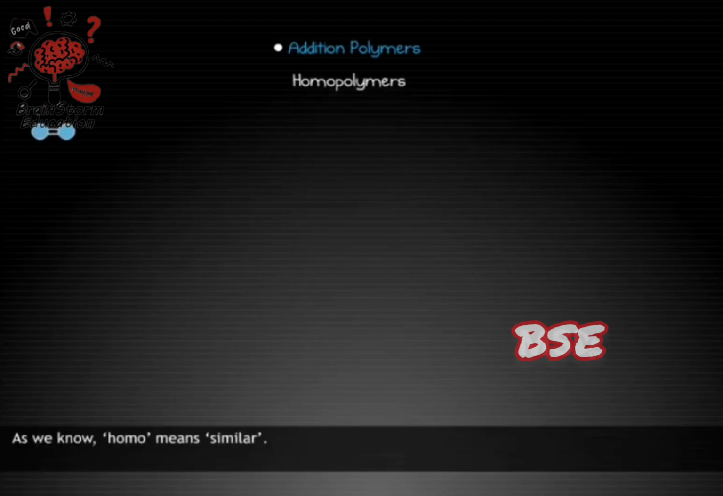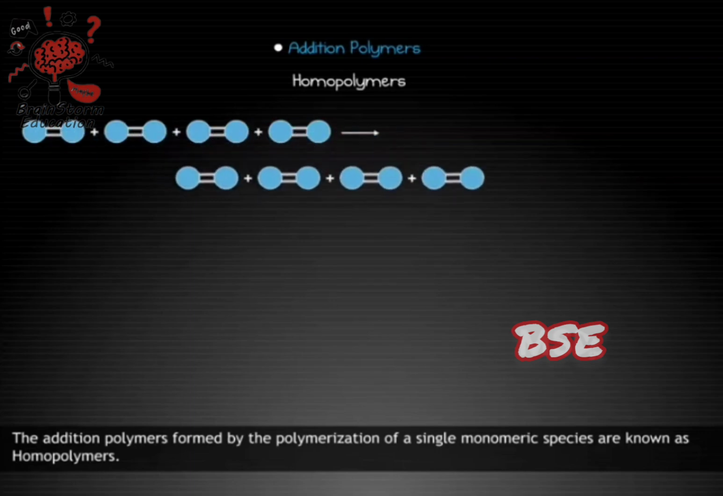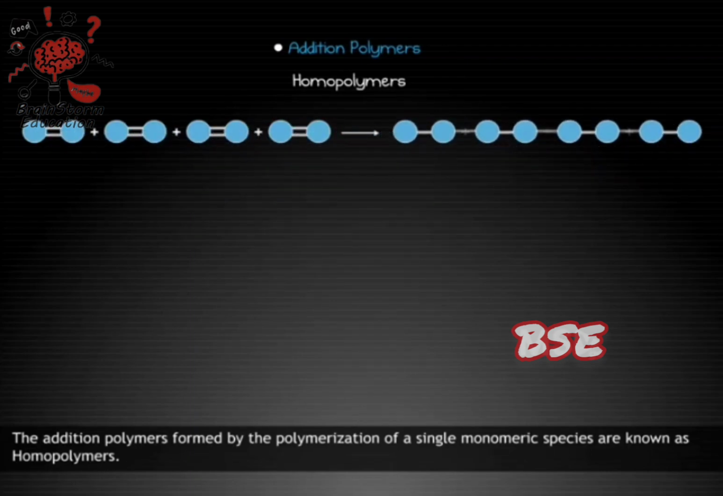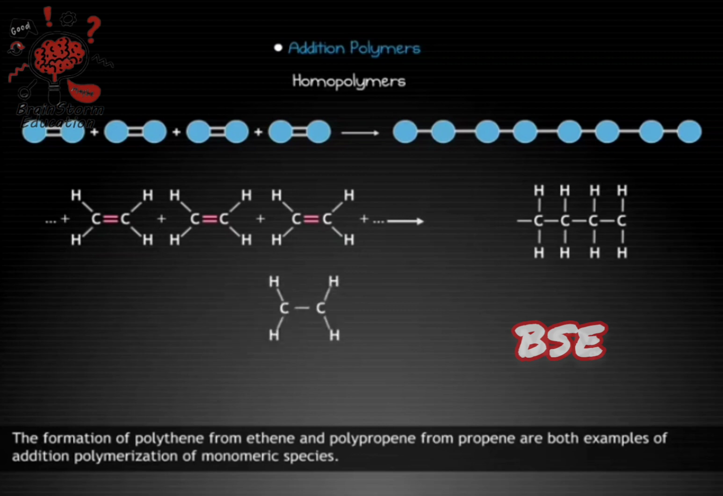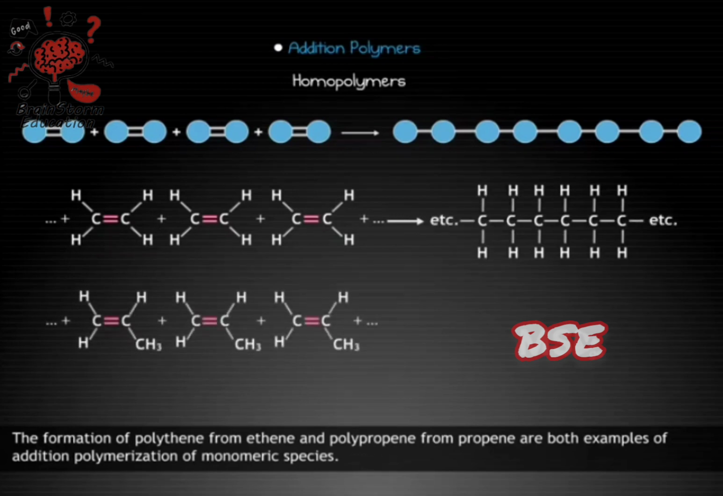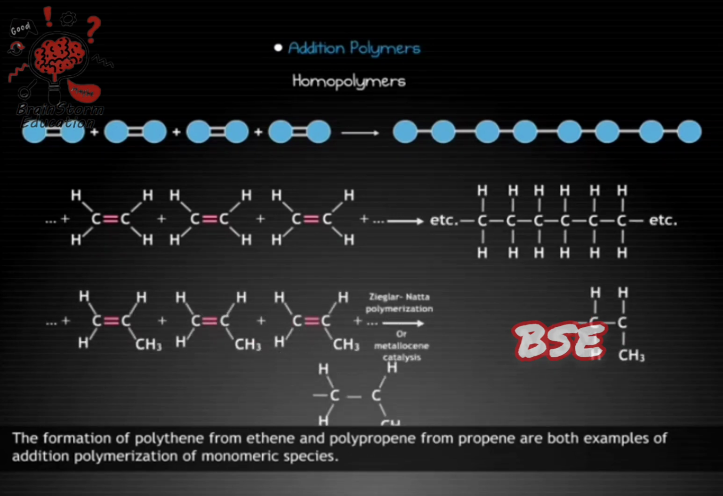Homopolymers. As we know, homo means similar. The addition polymers formed by the polymerization of a single monomeric species are known as homopolymers. The formation of polythene from ethene and polypropene from propene are both examples of addition polymerization of monomeric species.